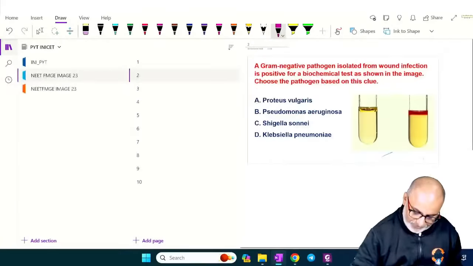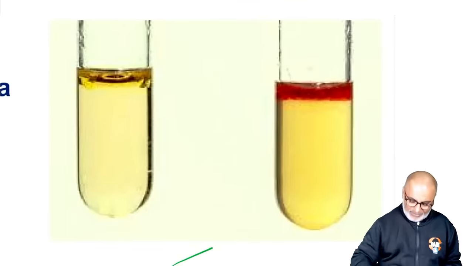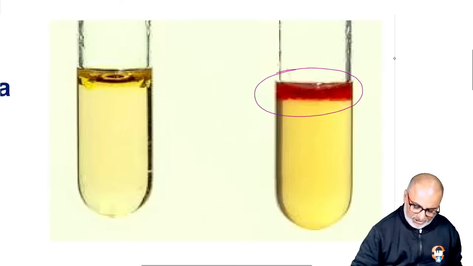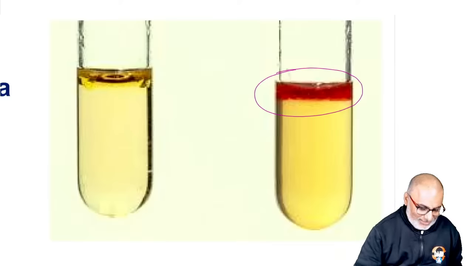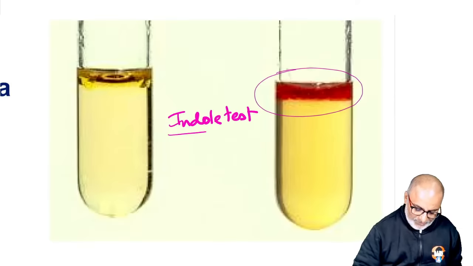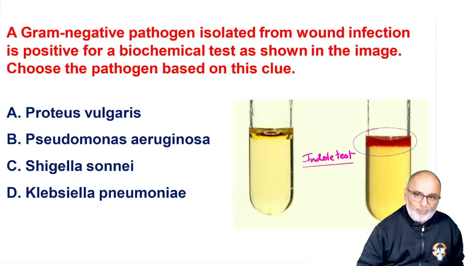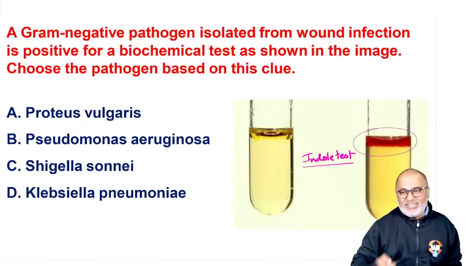Next is, see the picture. First, see the picture, get something in your mind, and next we'll discuss. Here, there is a red color ring on the top of the solution. What is the name of the test? The test is called indole test. We'll see, anything related to indole they asked. A gram negative pathogen isolated from wound infection is positive for a biochemical test as shown in the image. Choose the pathogen based on this clue.